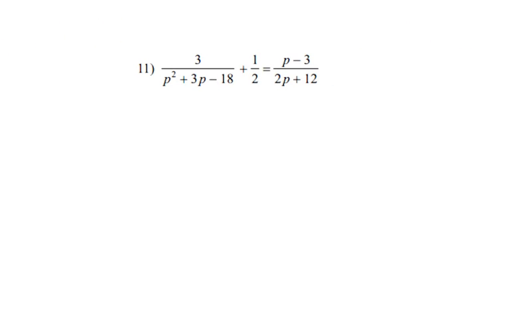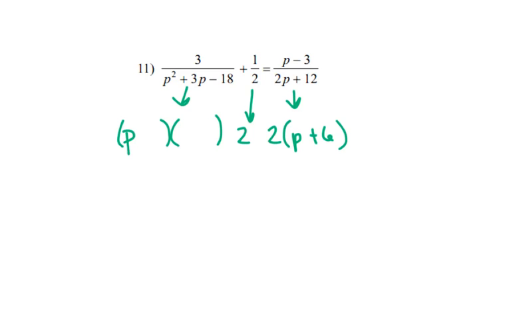Okay, now this one's even more crazy, right? So let's simplify these first. So I've got 2 times p plus 6. I've got 2. And this one we'd simplify would be p, factors of negative 18 that add up to 3. Let's see. 3 and 6. And if the 3 is negative, so the 6 is positive, that would work, right?